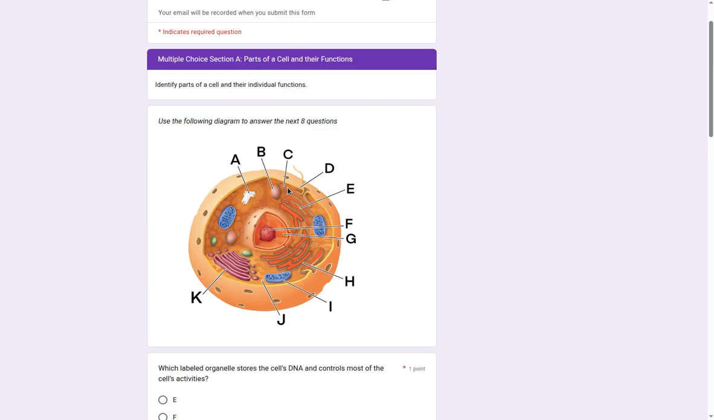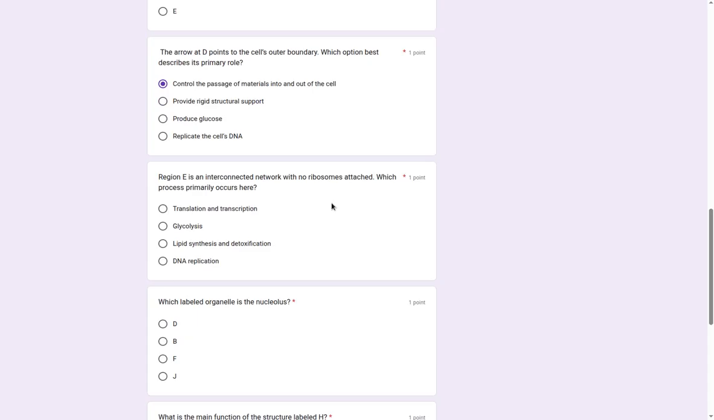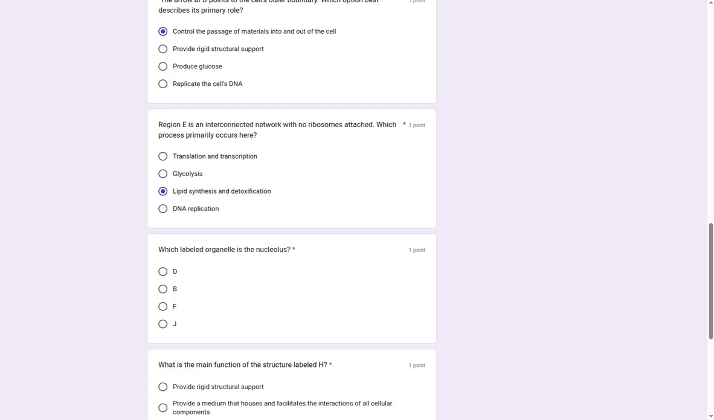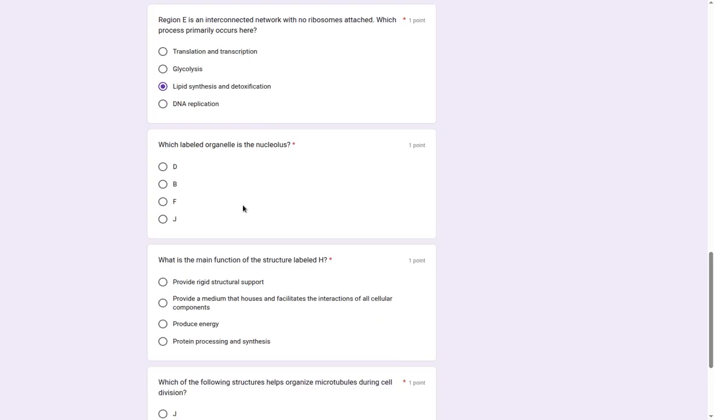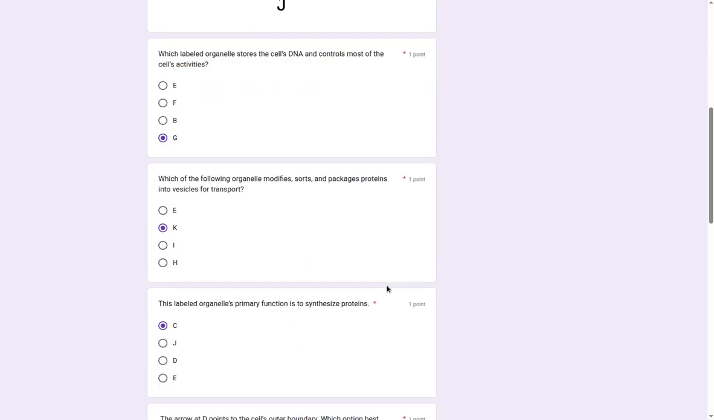I think DNA. Replication. I think this is a protein, as far as I can remember. Maybe this. I don't know what this is. These two I'm confused. Go for this. Let's see. Which labeled organelle is the nucleolus? Nucleolus is the middle one. I think F.